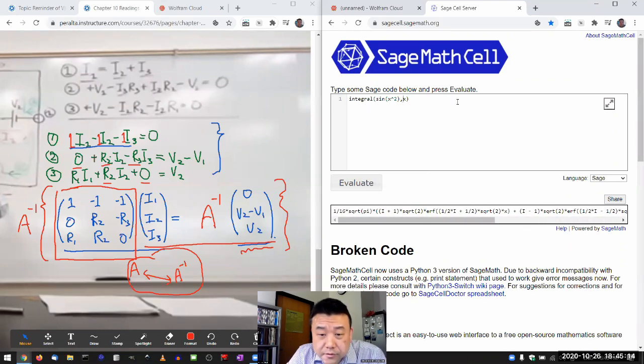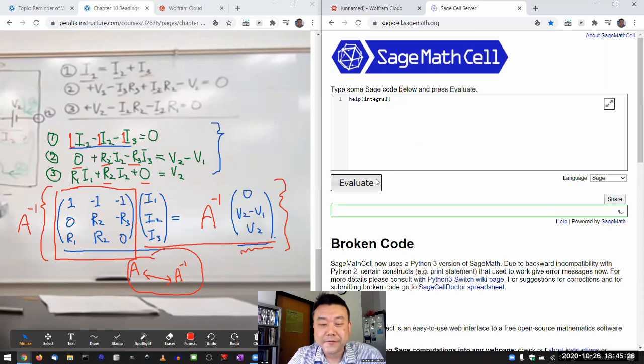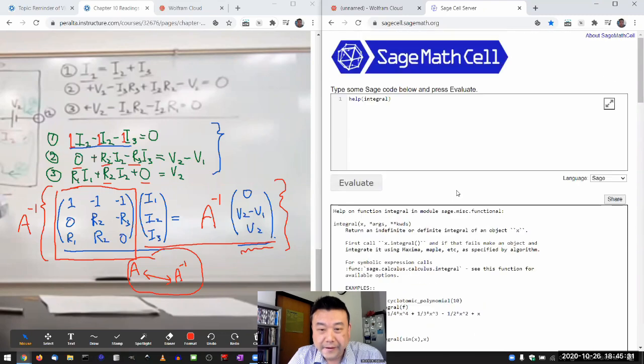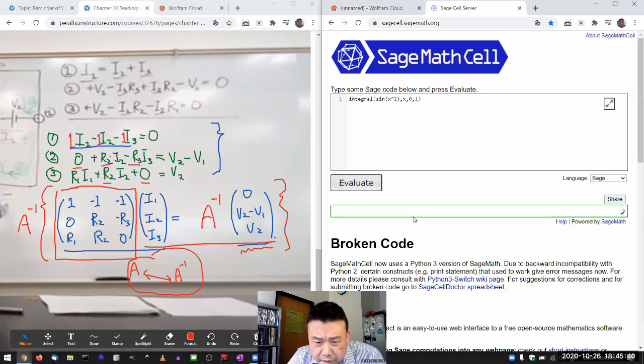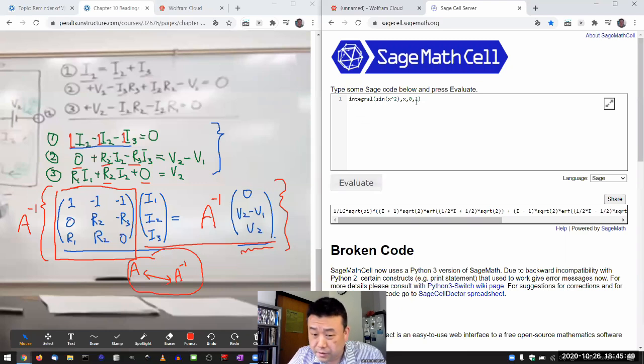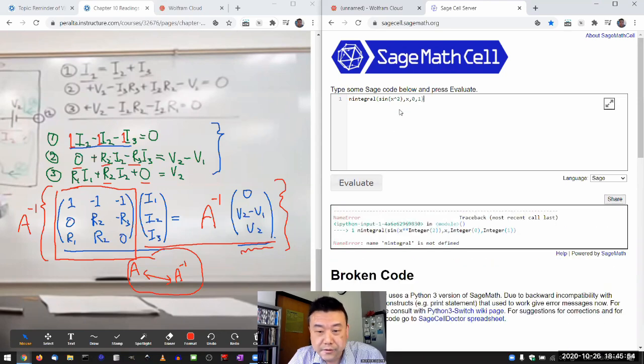Oh, I wonder if I can do the integral of that from, oh, I don't know the syntax for it. So help, integral. How to specify the lower and upper limits. There it is. That's the lower and upper limit. Okay, so lower limit, let's say 0, upper limit 1. Then I think this will it do a numerical integral? No, it's doing, interesting, it's doing the symbolic thing, which I'm fine with.